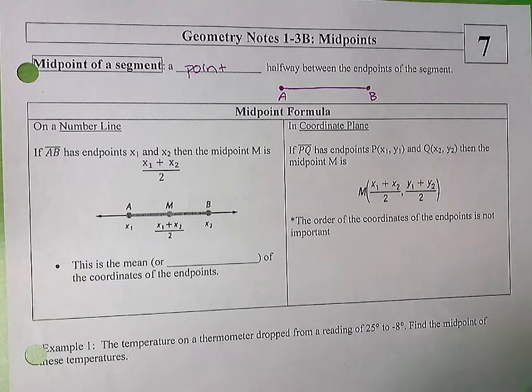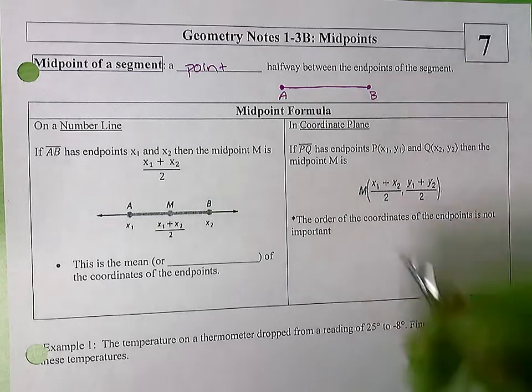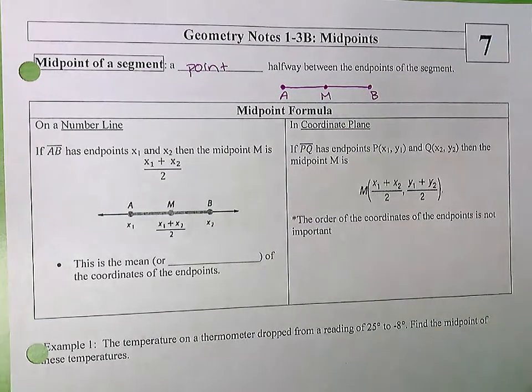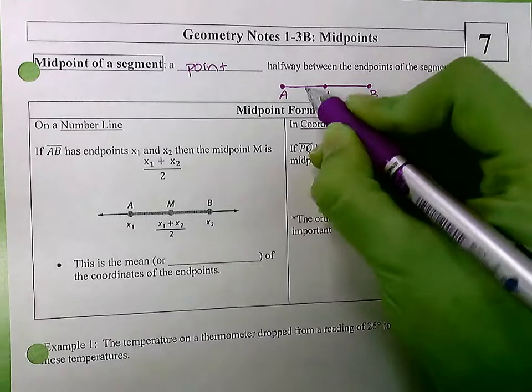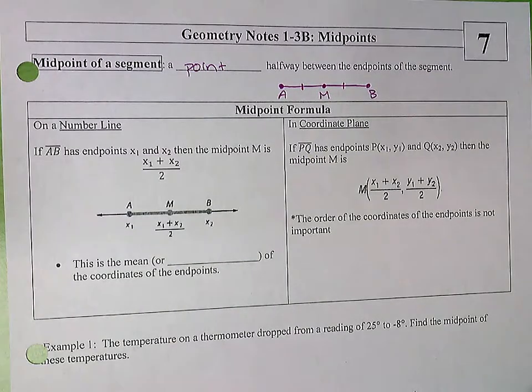Drawn in with my endpoints A and B, your midpoint would be halfway between those two points. Meaning I can say AM is congruent to MB. And remember that first lesson we went over with those little dash marks? That means those two segments are congruent to each other.